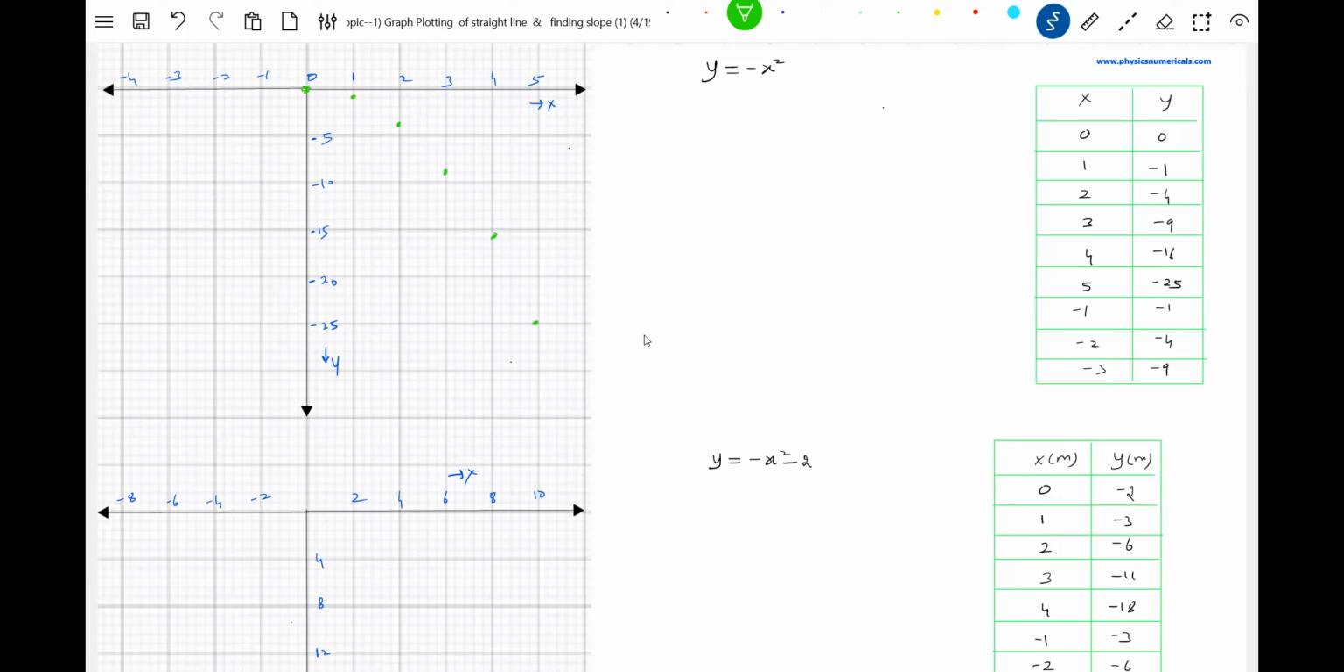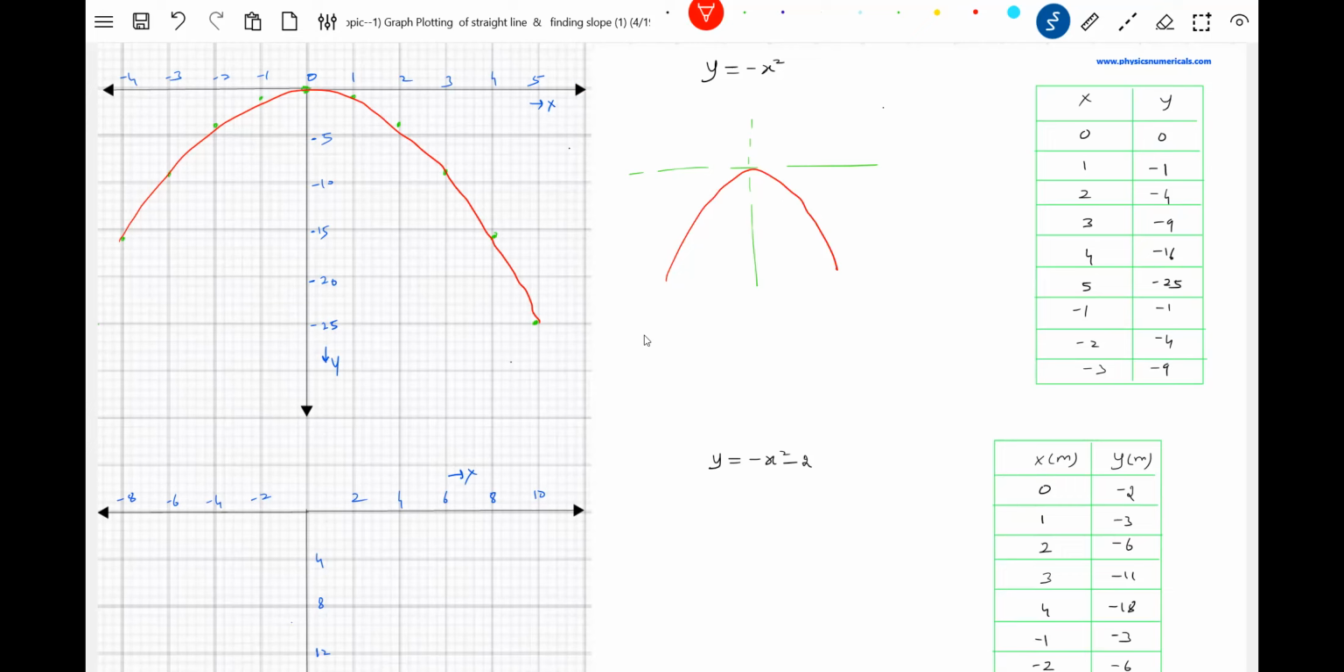X equal to -1, it will be -1. X equal to -2, -4. X equal to -3, -9. Like that, we can get the curve. So the smooth curve is called an inverted parabola. Roughly, if I show it, this is the curve.